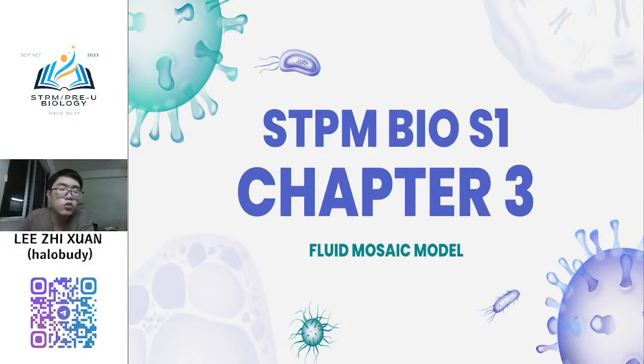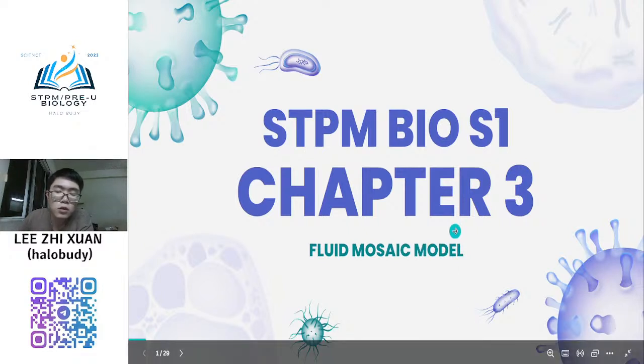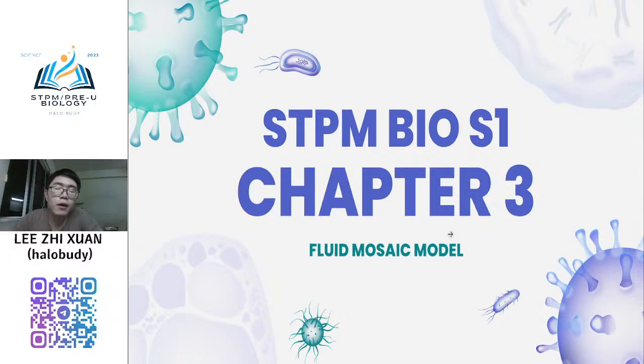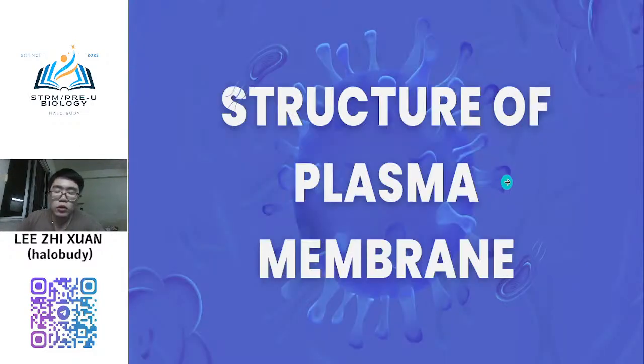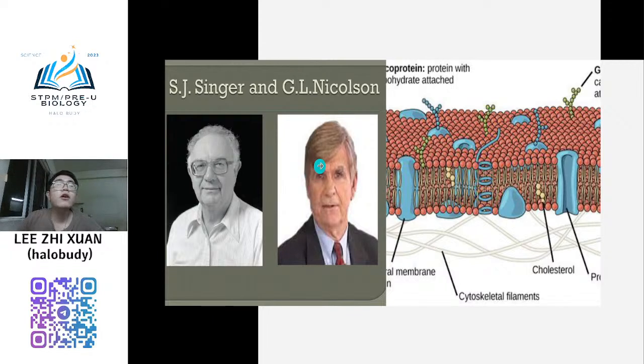This is a very short chapter, and you already learned it in SPM, but there is some extra information that you did not learn in SPM. So without further ado, there are two main topics. The first topic is the characteristic, structure, and function of the plasma membrane, and the second topic is the transport of substances across the plasma membrane, right? So first of all, we will learn about the structure of the plasma membrane.